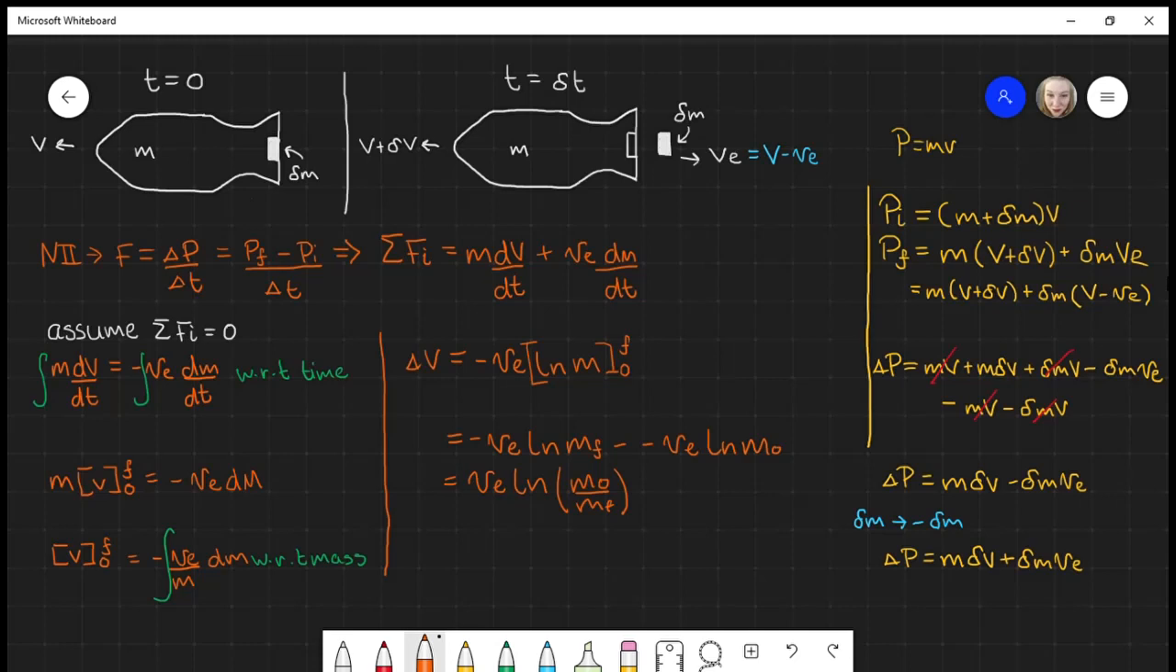To make it nicer, I'm going to express mf using mo. So like I say, mo is the mass of the rocket before anything's been expelled, so that will be equal to the mass at the end, mass final, plus the mass that's been expelled. Rearrange that to make mf the subject, and then just substitute that into the equation. I'm going to write this in a different colour because this is the final equation.